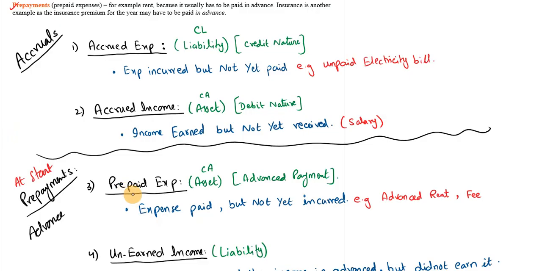The next is the prepaid expense. Prepaid expense is an asset because in prepaid expense we have paid but the expense is not yet incurred. It means we paid some amount in advance, but that expense is not incurred yet. The example is we paid advance rent, or advance fee in school or in college, etc.